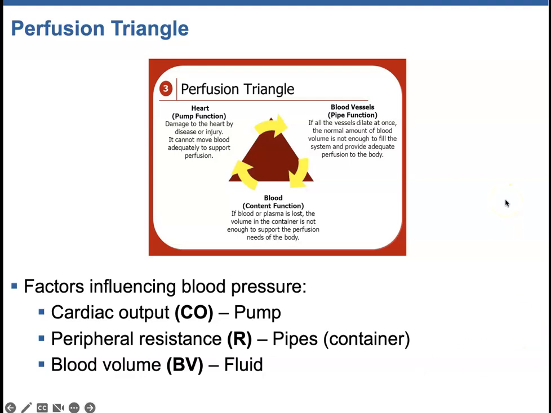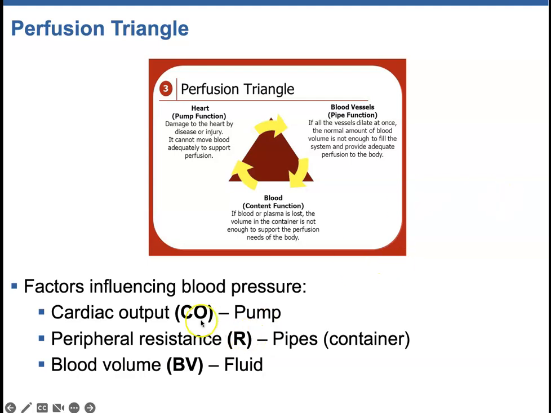So we've talked a lot about dysrhythmias. We've talked about what a normal EKG is. Now we're going to get into the actual issue that happens when your perfusion triangle suffers. So we have here the heart, the blood, and the vessels. The heart is your pump. The blood vessels are the pipes that contain the blood, right? You don't want leaks. And the blood itself is the actual fluid in the pipes.